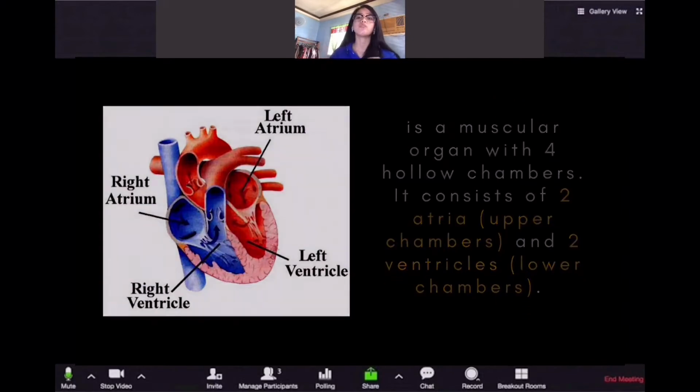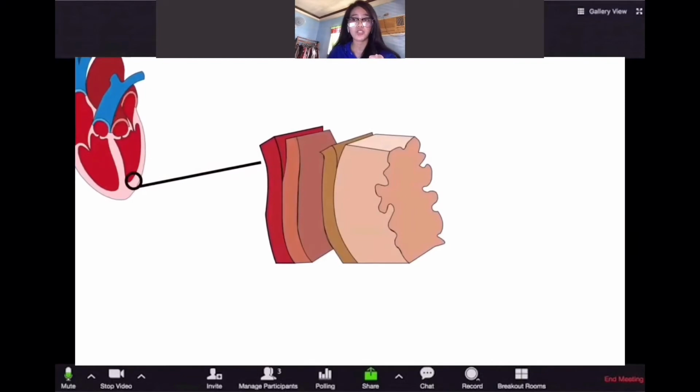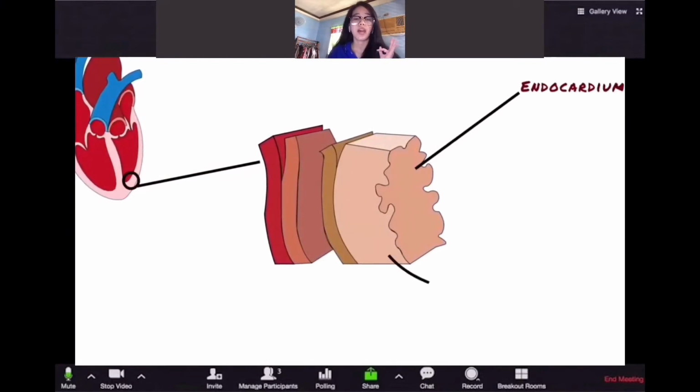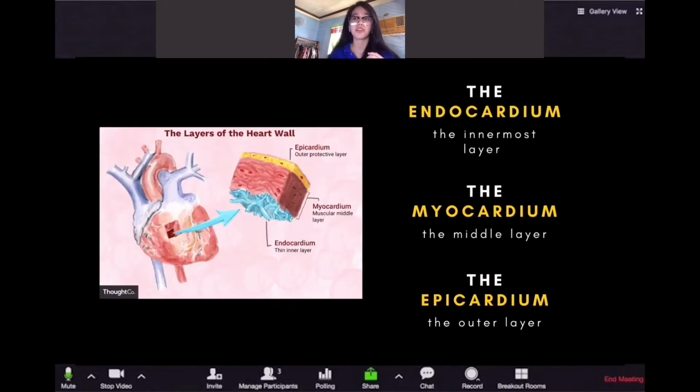Now, the heart is also made up of three layers of tissue: the endocardium, the myocardium, and the epicardium. The endocardium is the innermost layer of tissue and is a thin, smooth membrane that makes up the lining of the chambers and valves of the heart. The second one is the myocardium. It is the middle layer of tissue and it is the muscular wall of the heart. It is also responsible for keeping the heart pumping blood around the body.